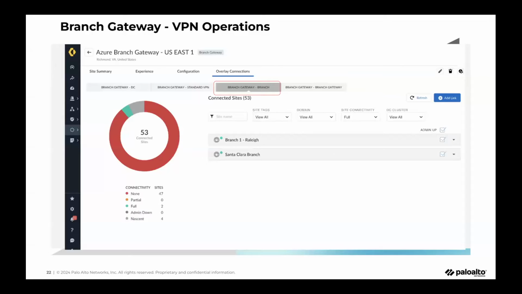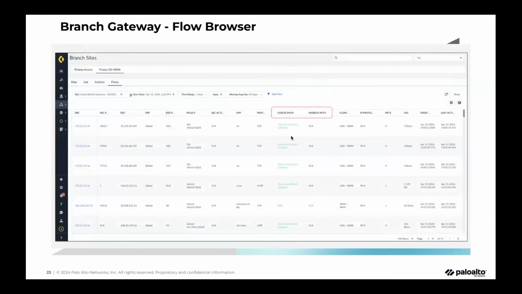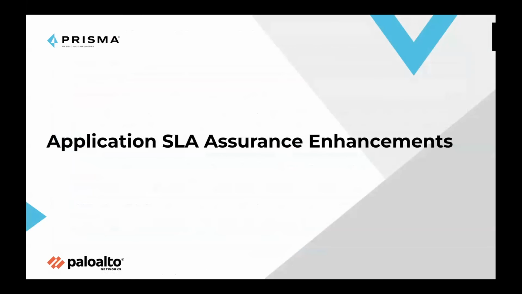And once the tunnels are created between the branch and the branch gateway, there is a new tab which shows the branch gateway to the branch. And over here, all the tunnels between the branch gateway and the branch will show up. And under the flow browser, you'll see the egress path. If you select a branch gateway site, you'll see an egress path which shows the path policies, and the egress path will show the branch gateway path configuring the path policy. That's all I have from my side. I'll hand it over to Graham.